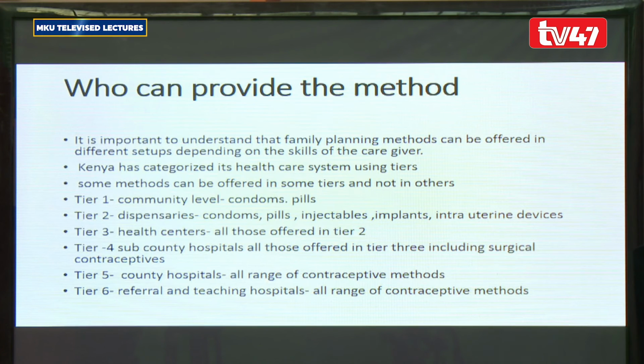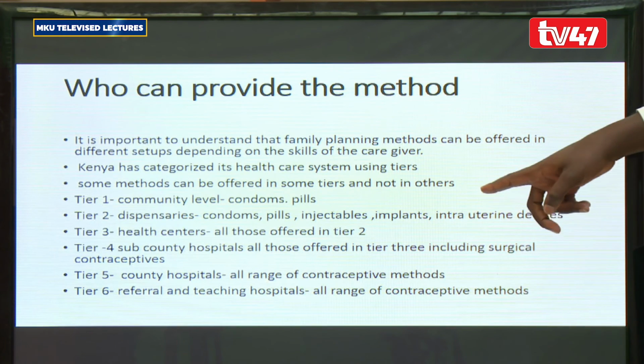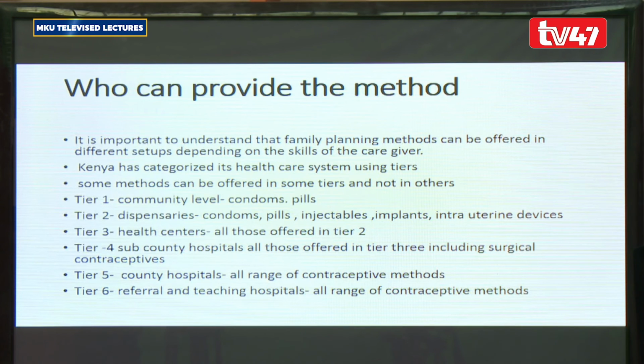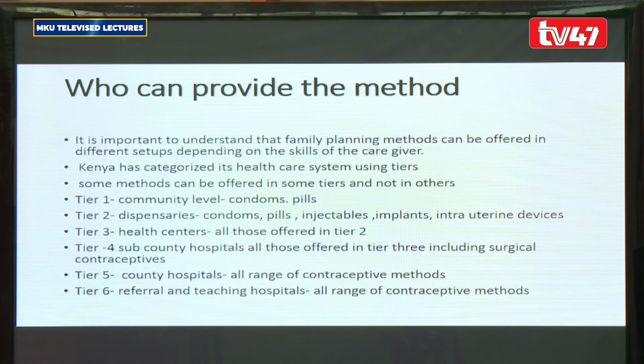And if you have a theater and maybe proficient staff, we can also do surgical procedures. Level 4, sub-county hospitals, all those offered in tier 3, including surgical contraceptives, and also tier 5. Tier 5 and 6 can offer the whole range of family planning methods.